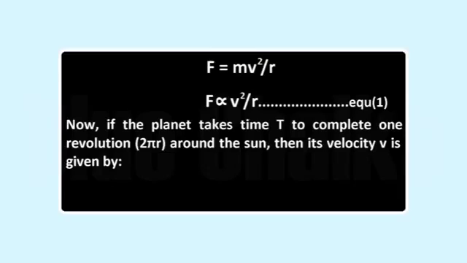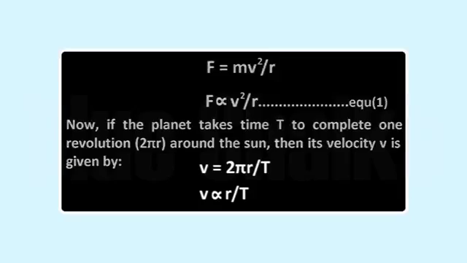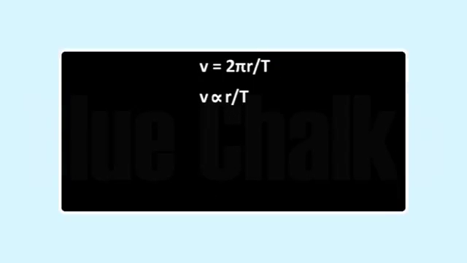Now, if the planet takes time t to complete one revolution 2πr around the sun, then its velocity v is given by v = 2πr/t. Here, 2π is constant, so we can write this equation as v is directly proportional to r/t. Taking square on both sides, we get v² is directly proportional to r²/t².